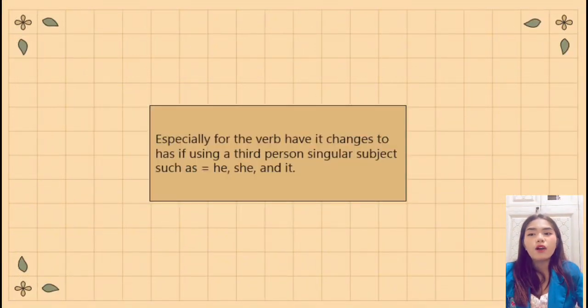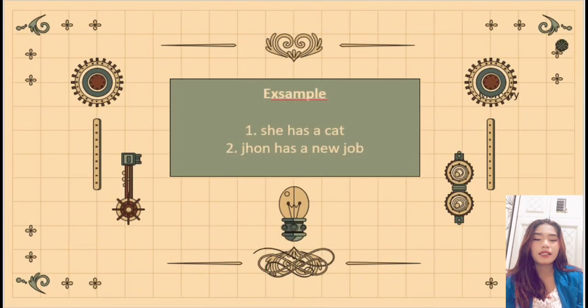Especially for the verb have, it changes to has if using a third person singular subject such as he, she, and it. Example: she has a cat and John has a new job.